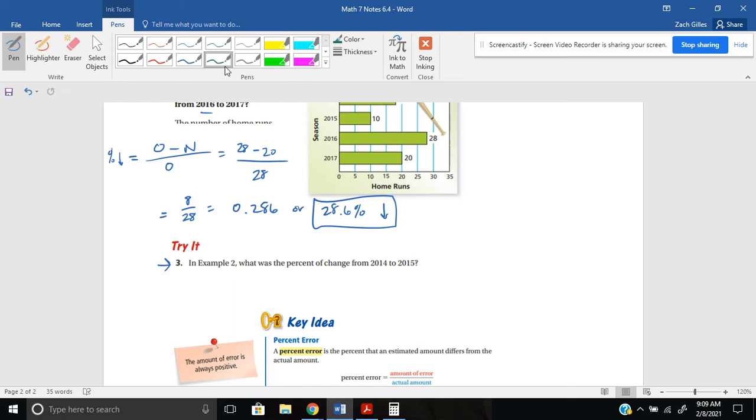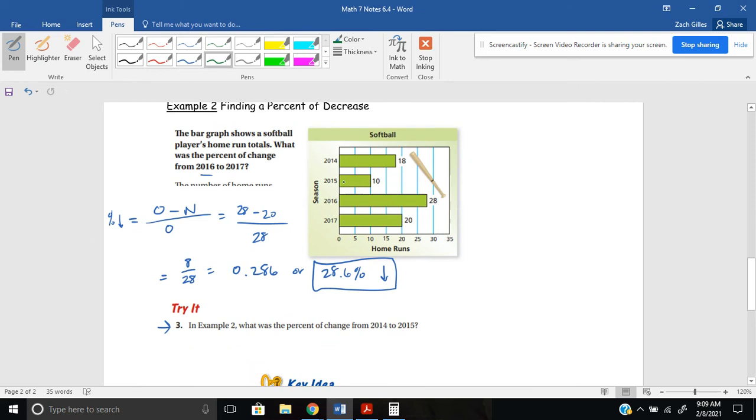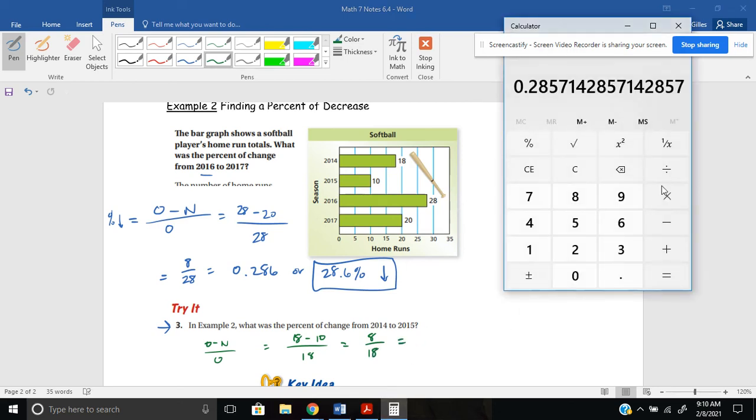All right, it says in example 2, what was the percent of change from 2014 to 2015? 2014 to 2015, okay, again, we're going down in home runs. So we're using this percent of decrease formula. So the original minus the new divided by the original. So original is 18 minus the new is 10 divided by the original is 18. So that would give me 18 minus 10 is 8. And if I were to take 8 divided by 18, I would come up with 0.4 repeating.